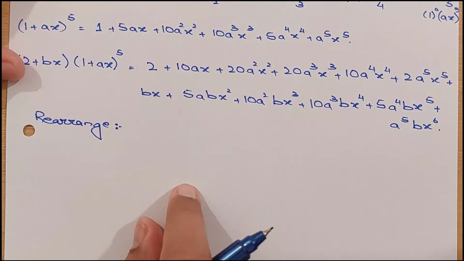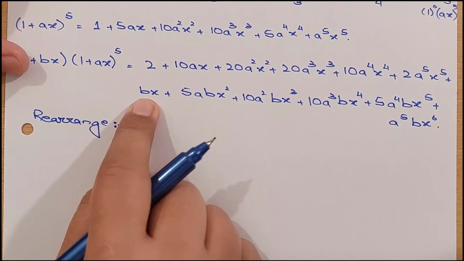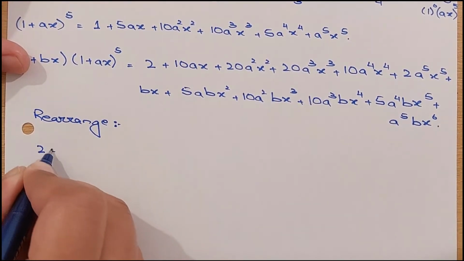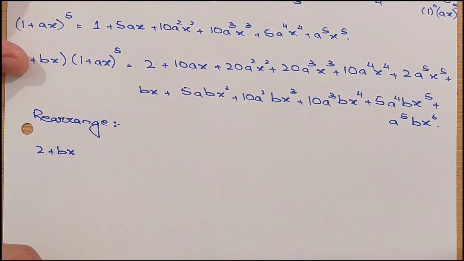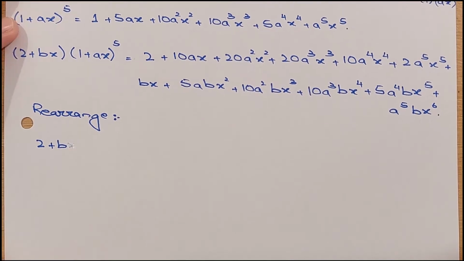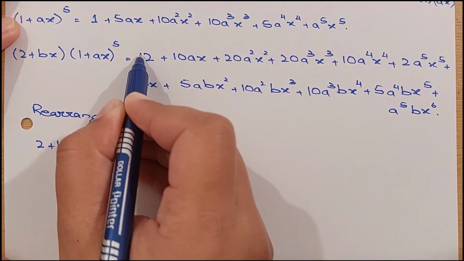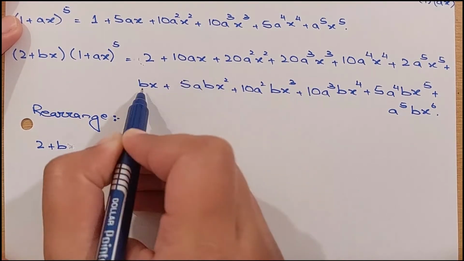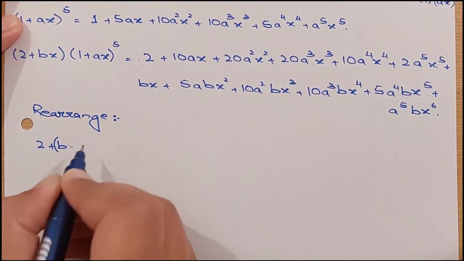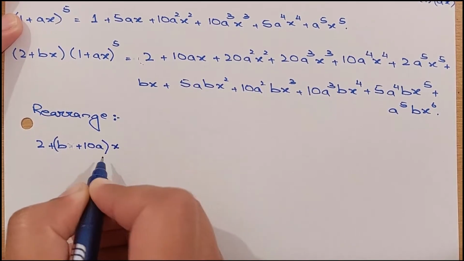Okay, so first we have to pick the constant term. So the constant term is 2 and bx. So 2 plus bx is a constant term, right? Sorry, 2 is the only constant term, right? And then we have to pick the x term. So this is x term and this is x term. So we can say b plus 10a is the x term, right?